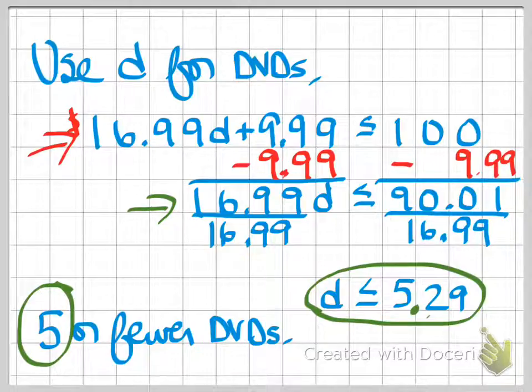Now, since you can't buy 29/100 of a DVD, I'm going to round down and my answer becomes 5 or fewer DVDs. The inequality didn't say exactly how many I can buy or what is the maximum number I can buy. It said how many can I buy. So my answer could be 5 or less. So given that, that's why it becomes an inequality and not an equation.